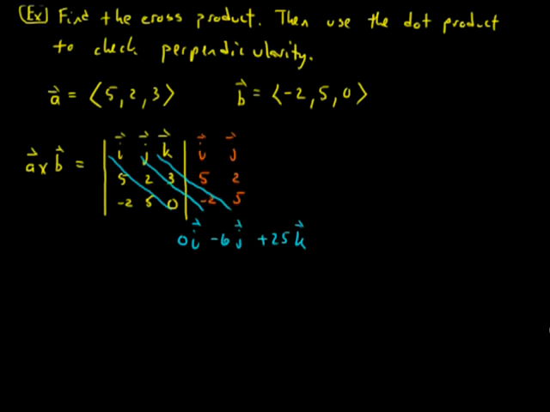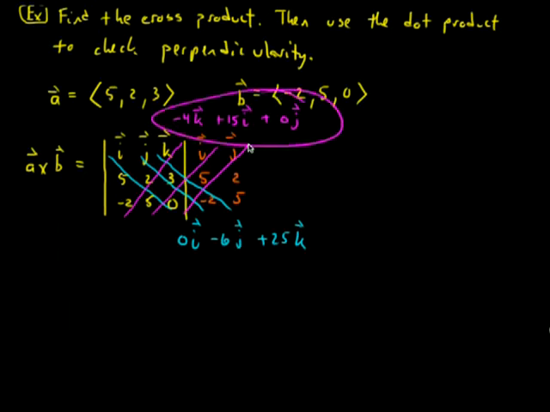All right, and now let's multiply our secondary diagonals. So this is negative 4k. This would be plus 15i. And this diagonal multiplying by 0, always nice to have, is 0j. And I don't know if you guys remember what we do with these, but we subtract the secondary diagonals from the primary. So let's see.